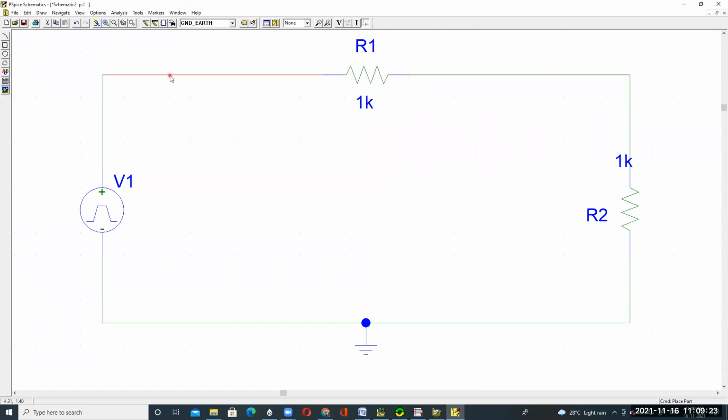This is called the input. By pressing on the wire like this two times, I'm creating one label, V in. So V in is our input source.